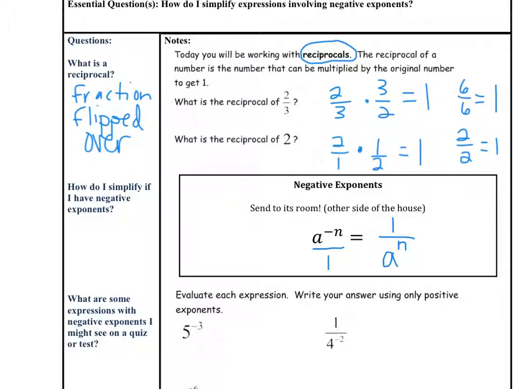So when we do a reciprocal of a negative exponent, it turns that exponent positive, which is good because that's how we want to leave all of our exponent answers, with positive exponents. So this is the goal. I'm going to write that we want positive exponents.